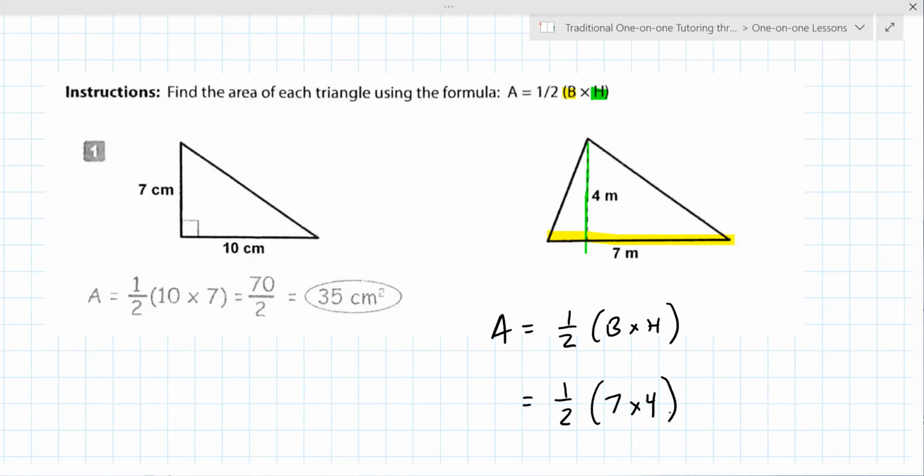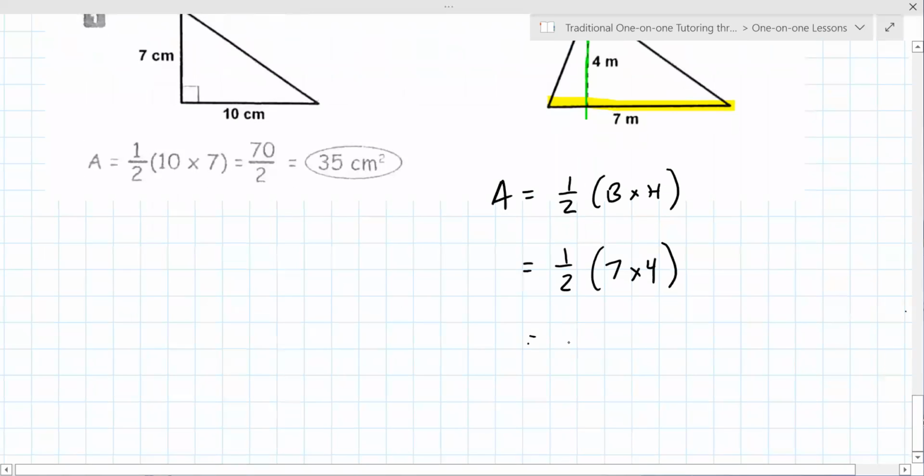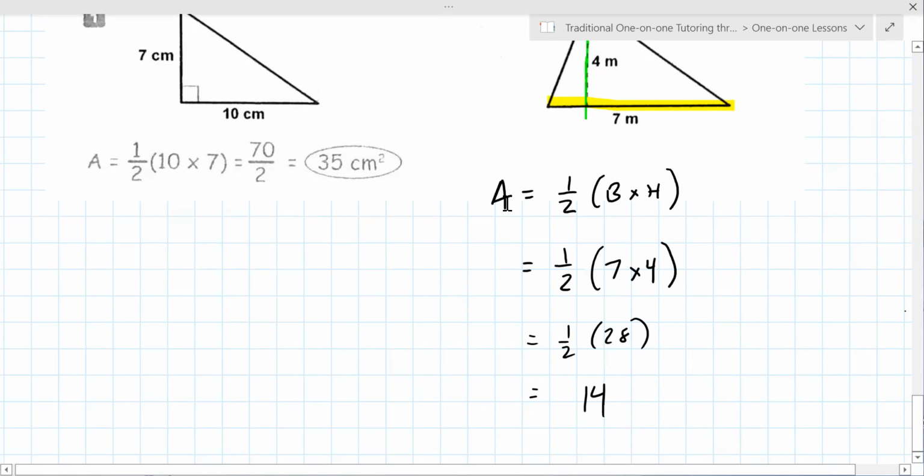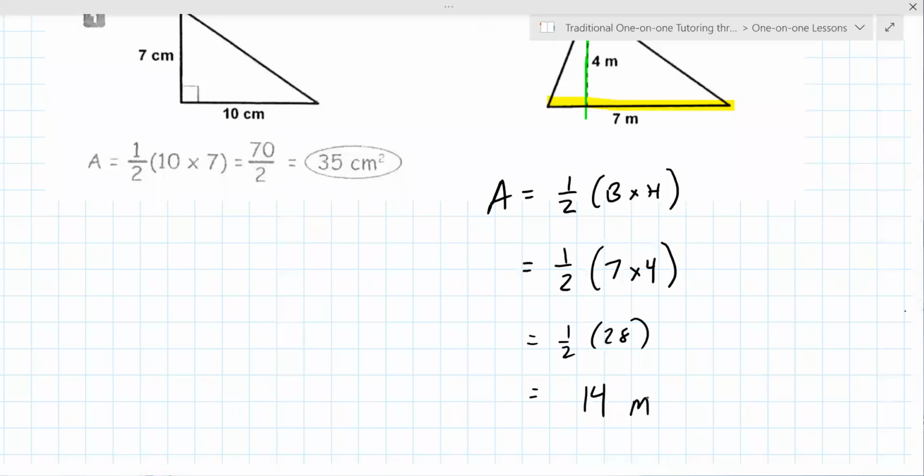So 28. Yes, 28, but half of 28 is... 14. When it's an even number, you cut them both. Now the units of area, it's going to be squared. So it's whatever your units are, but then you square them. All right, meters squared. Okay, so let's do another one.